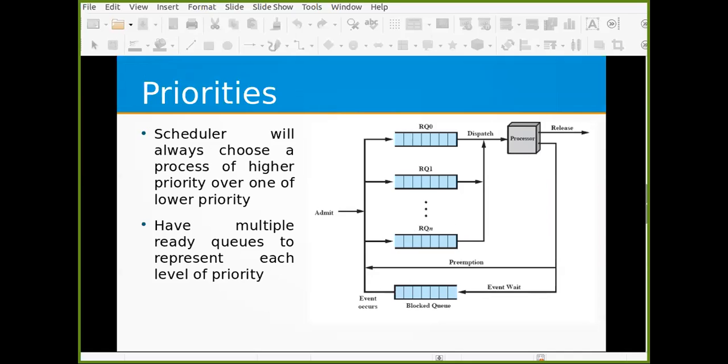But what I say is, take any instance of time, at least one process is always there in the higher queues. So that is the starvation, because this process will never get a chance to run.